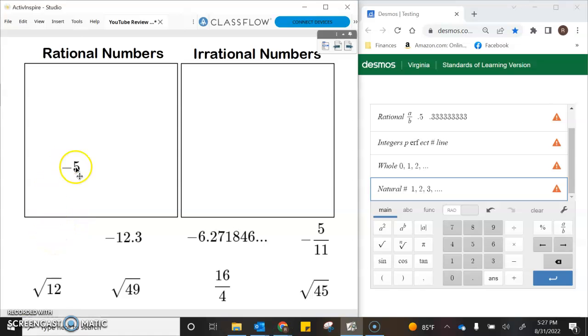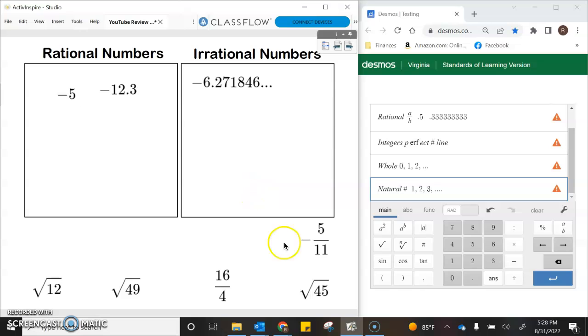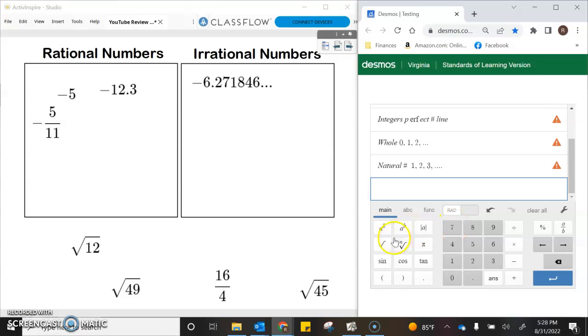So negative 5 we know is on a perfect number line, so it's got to be rational. Negative 12.3 has a decimal that stops, so again, it's going to be rational. This is a chaotic number. It just goes on and on forever, doesn't repeat, never stops, so it's got to be irrational. Fractions are rational. Square root of 12. Let's go ahead and just put that in our calculator just so you can see that it is a chaotic number, goes forever, no pattern at all, so that means it's irrational.